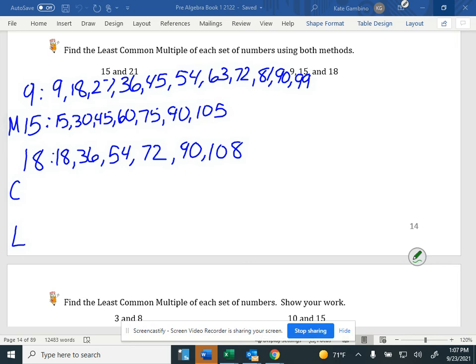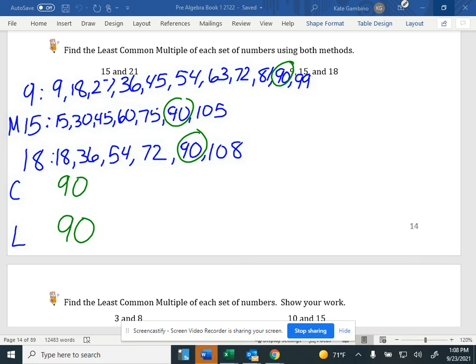After listing multiples, what is the next step? Colin? You find the common ones. Find the common ones. And when I'm going through it, 90. I see 90 is in common. Are there any smaller common multiples? Yeah, I don't think so. Because we're looking at that 18. 18 and the 15 really don't match up until they get to 90. So my least common multiple for all three is 90.